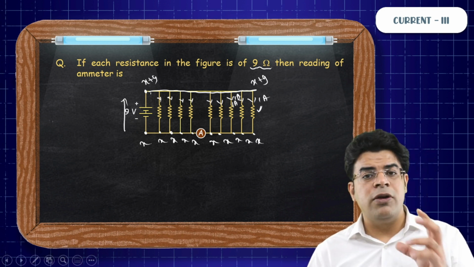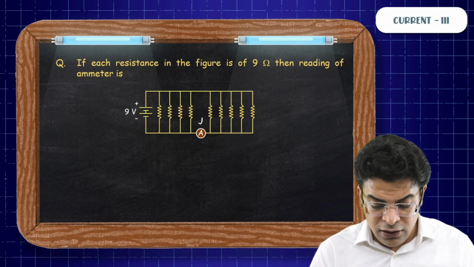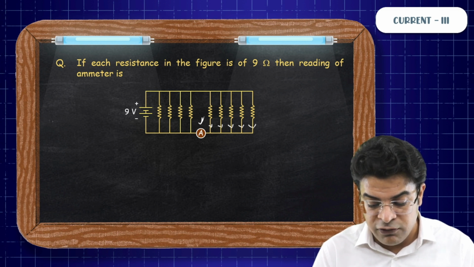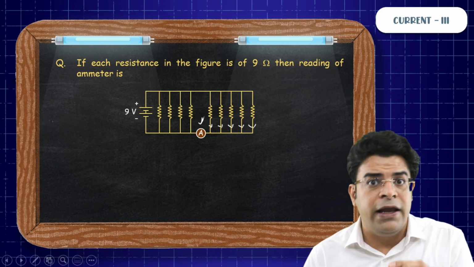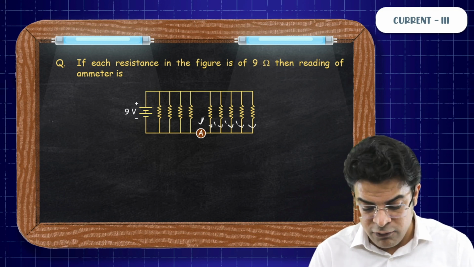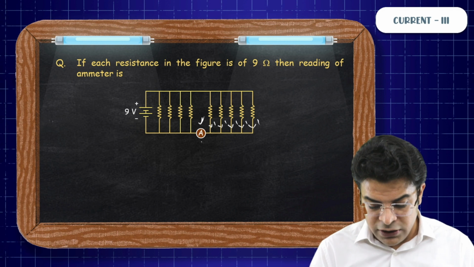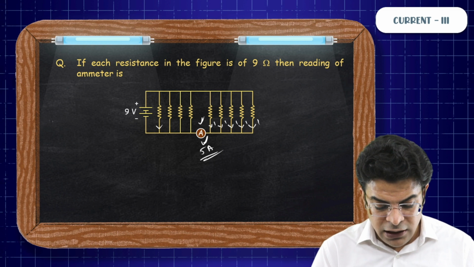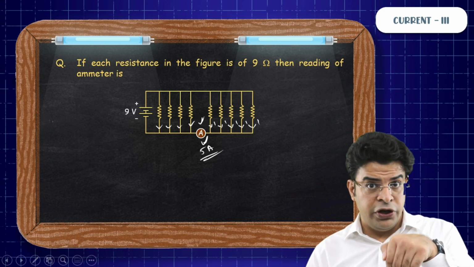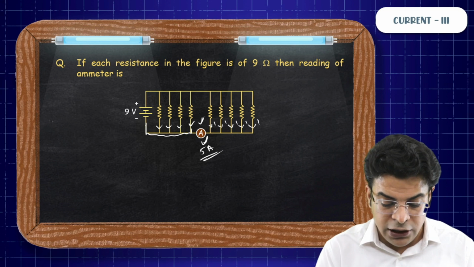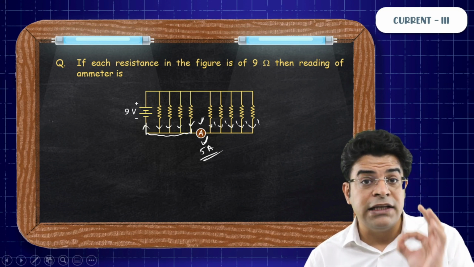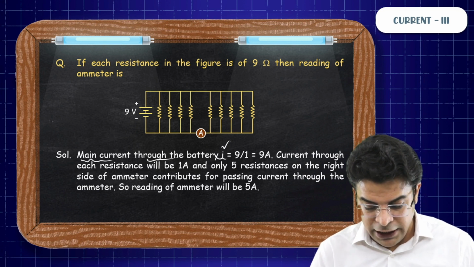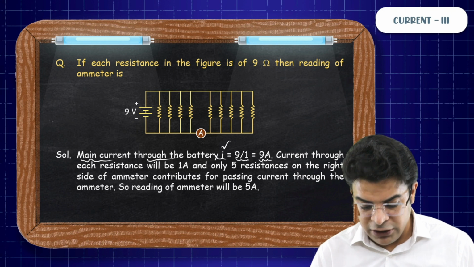Now question is, what will be the reading of the ammeter? The reading of the ammeter will be because of the combined current flowing in these 5 resistors. In all the 5 resistors, the same current of 1 ampere will be flowing. So the reading of this ammeter will be equal to 5 ampere. Definitely here also a current of 1 ampere will be flowing, but this current directly goes back into the battery. So the reading of this ammeter has to be 5 ampere. So the main current through the battery I equals 9 by 1 equals 9 ampere.